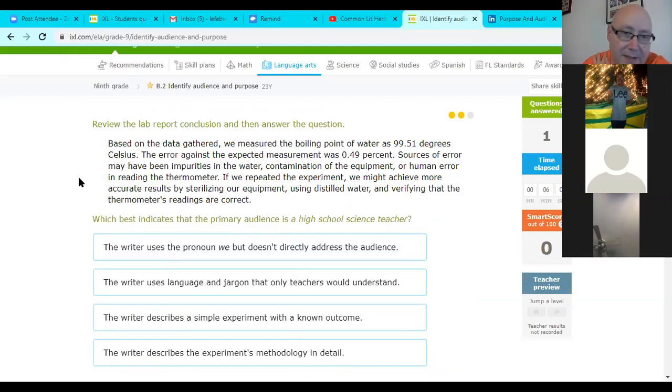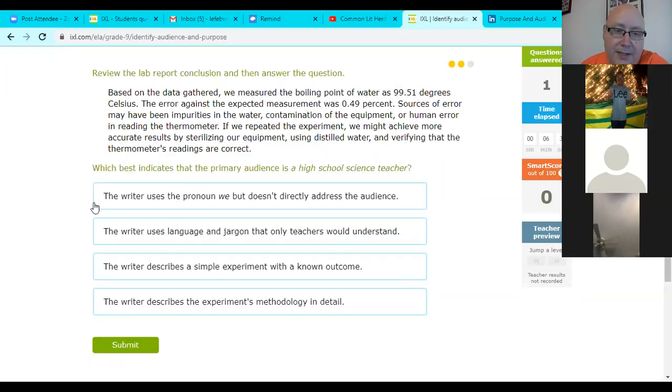Based on the data gathered, we measured the boiling point of water as 99.51 degrees Celsius. The error against the expected measurement was 0.49%. Sources of error may have been impurities in the water, contamination of the equipment, or human error in reading the thermometer. If we repeated the experiment, we might achieve more accurate results by sterilizing our equipment, using distilled water, and verifying that the thermometer's readings are correct. Which best indicates the primary audience is a high school science teacher?